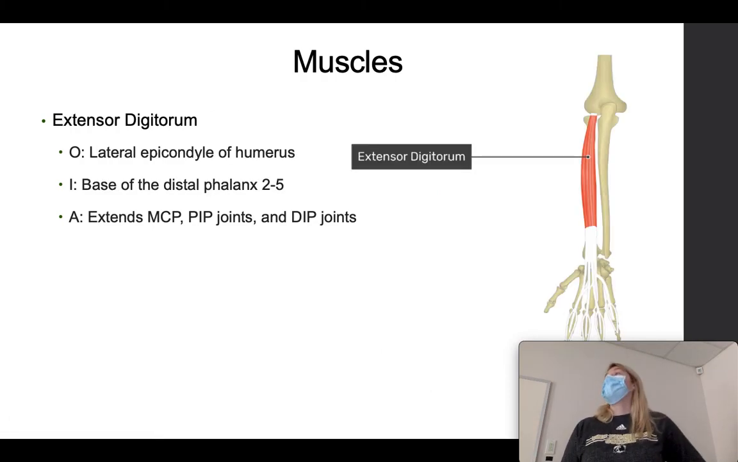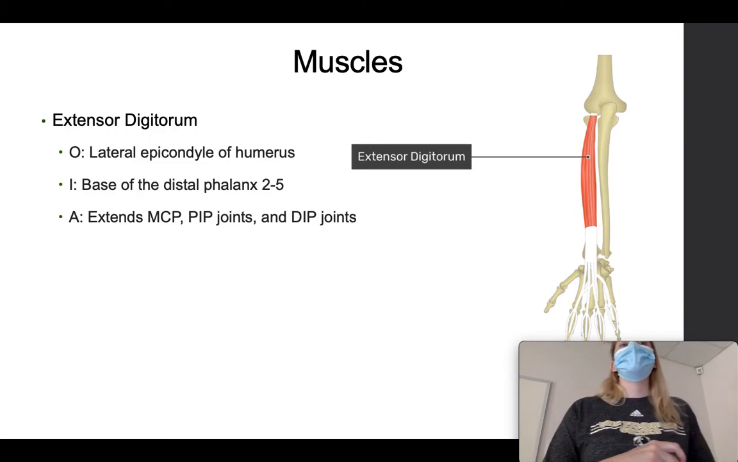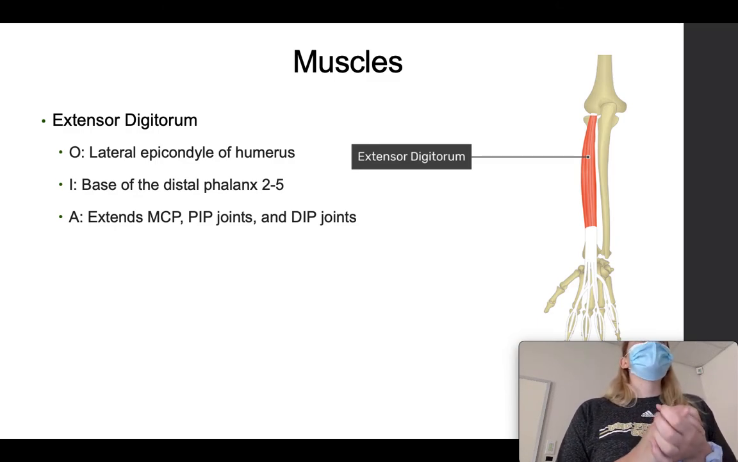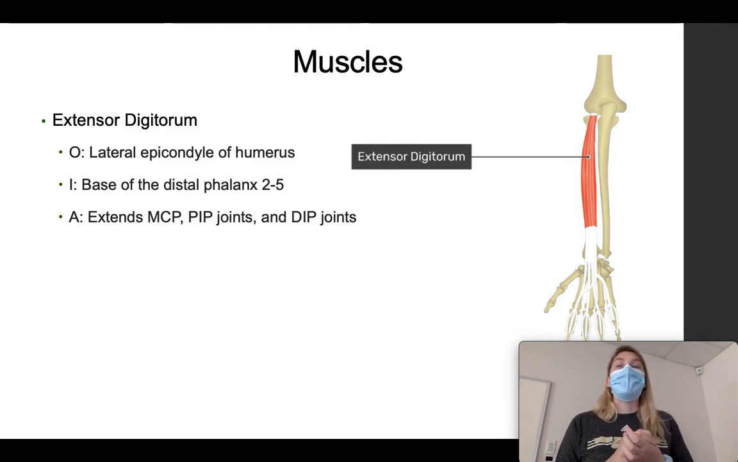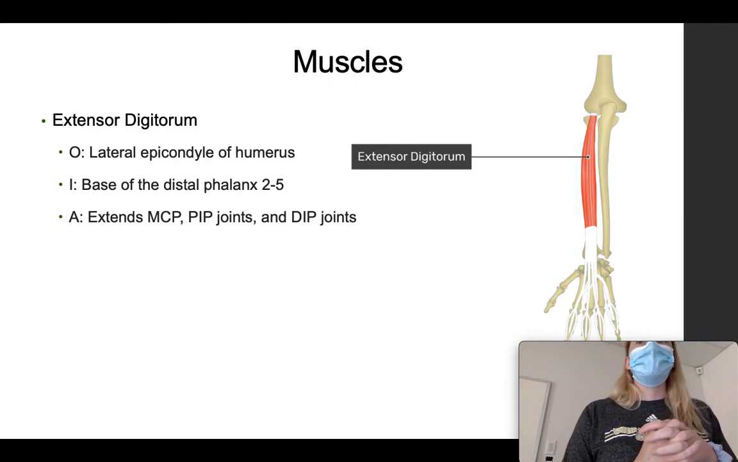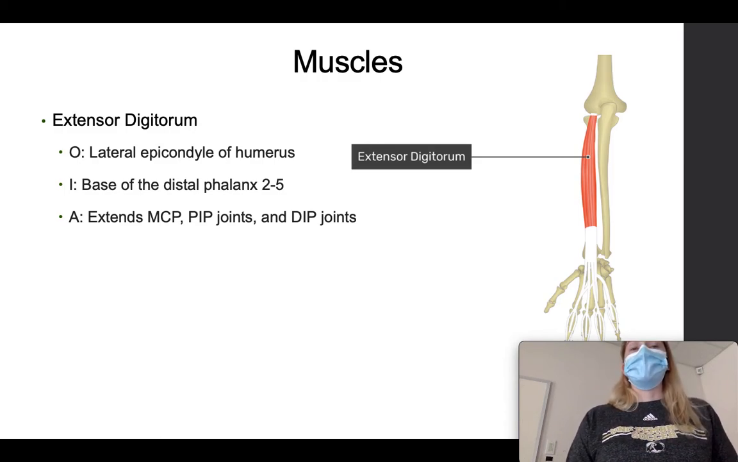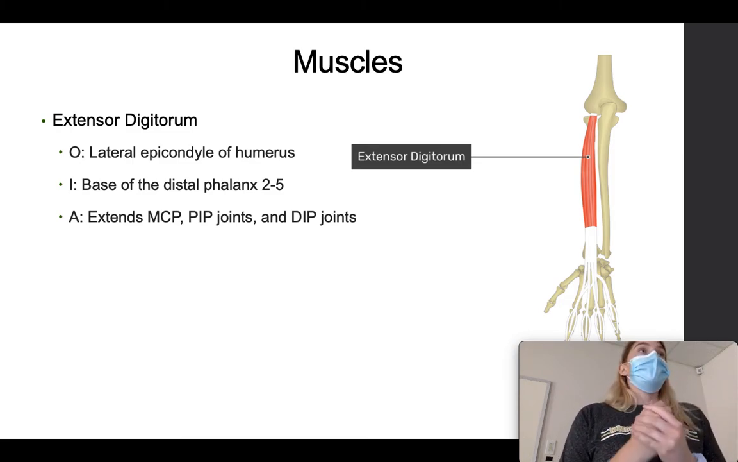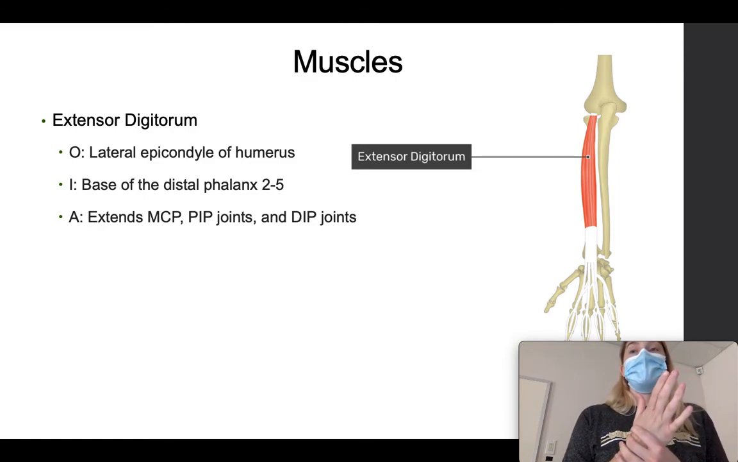So if we have a flexor, we're going to have an extensor. So again, extensor digitorum should sound very familiar. It is an extensor group, so therefore it's going to originate on that lateral epicondyle of the humerus. It is going to insert on the base of the distal phalanxes of 2 through 5, so it's going to go all the way to the tip. It's going to extend that first knuckle, MCP, extend PIP, and extend DIP.